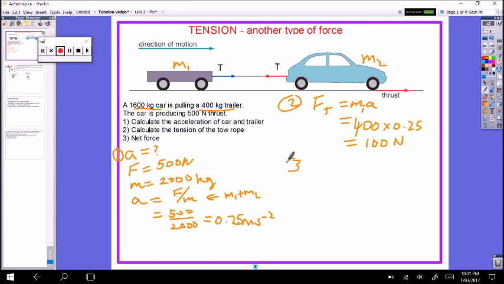And the last part of the question says calculate the net force. So the net force, F net, will just be given by the 500 newtons of thrust minus Ft, the tension force, and that will be 500 minus 100, which is 400 newtons.